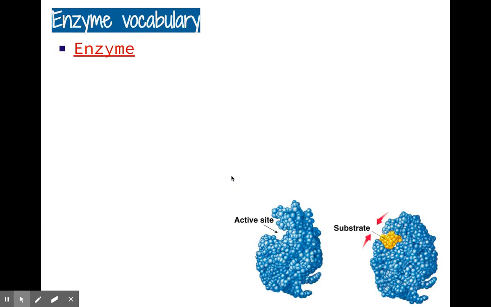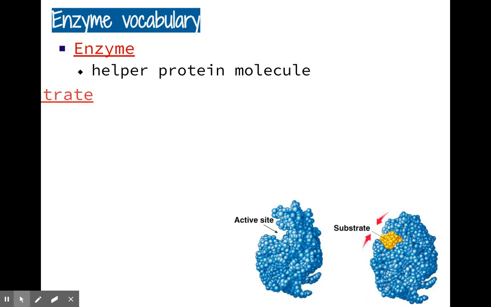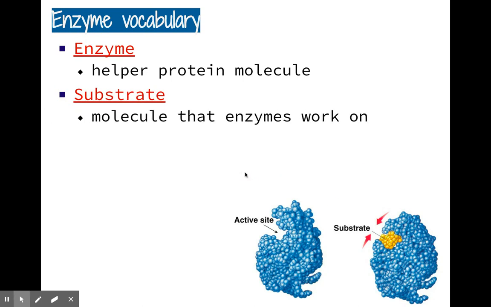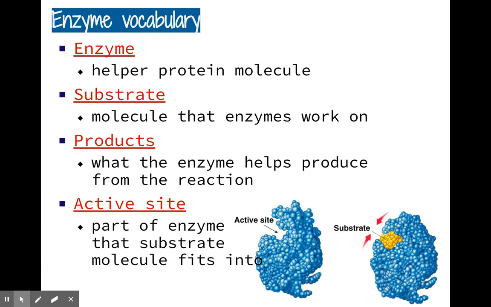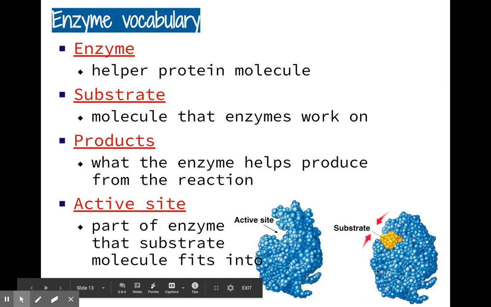All right, the enzyme vocabulary. These are the terms that you need to know. An enzyme is a helper protein molecule. A substrate is the molecule that the enzyme works on. The products are what the enzymes help to produce from the reaction. The active site is a part of the enzyme that the substrate molecule fits into. So here's our active site, here's the substrate, here's the enzyme.